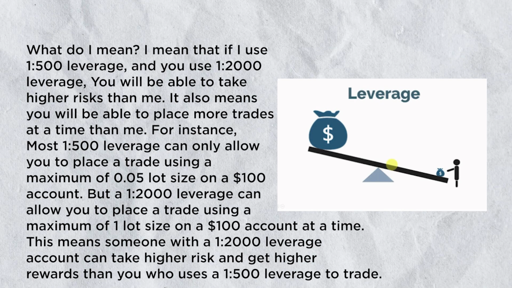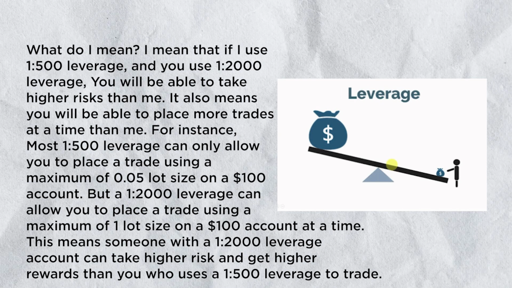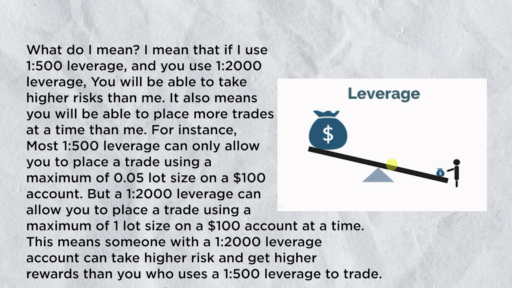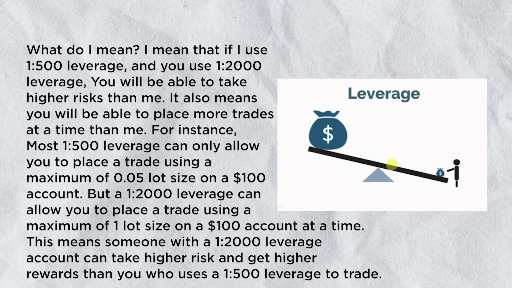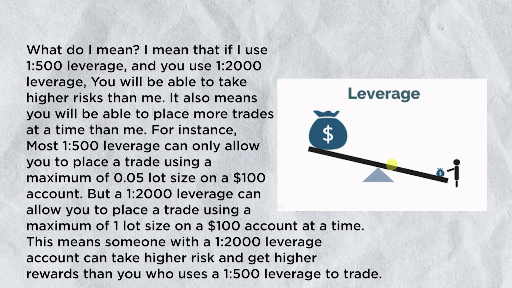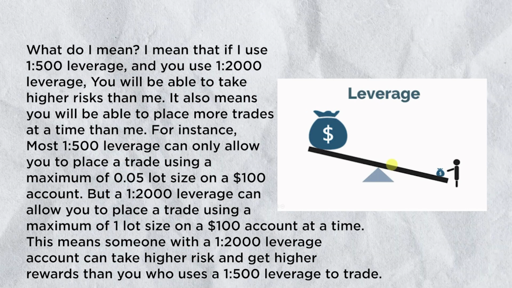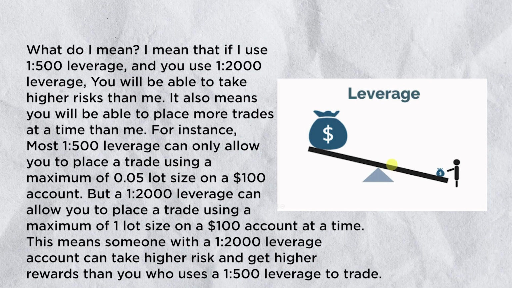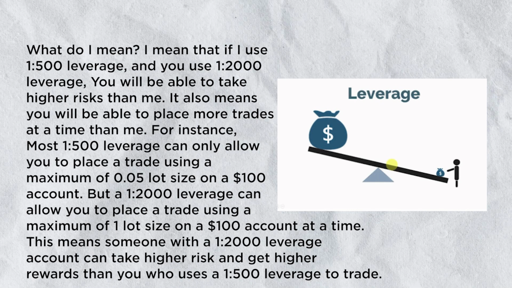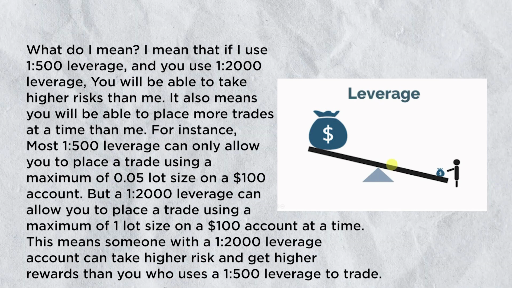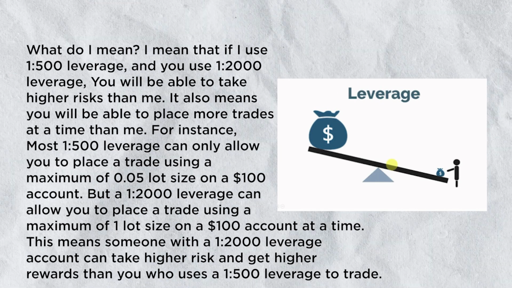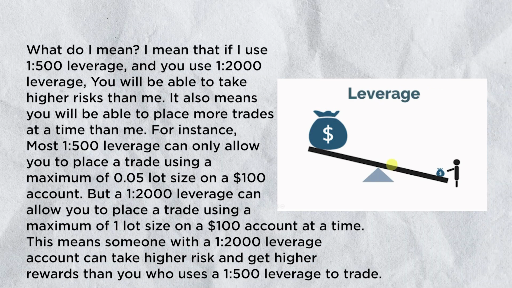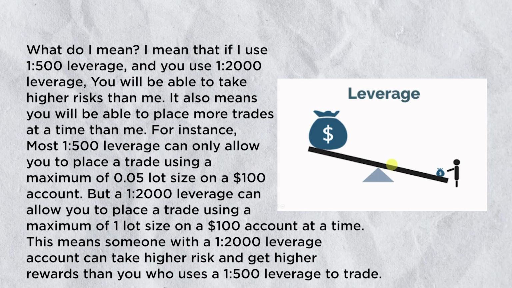It also means you will be able to place more trades at a time than me. For instance, most 1:500 leverage can only allow you to place a trade using a maximum of 0.05 lot size on a $100 account. But a 1:2000 leverage can allow you to place a trade using a maximum of 1 lot size on a $100 account at a time. This means someone with a 1:2000 leverage account can take higher risk and get higher rewards than you, who uses a 1:500 leverage to trade.